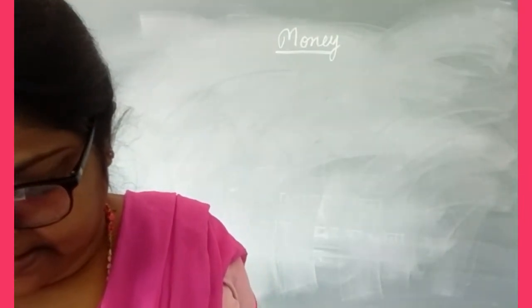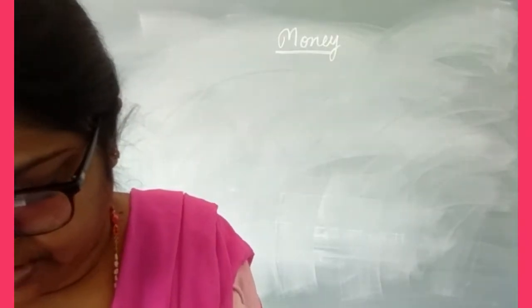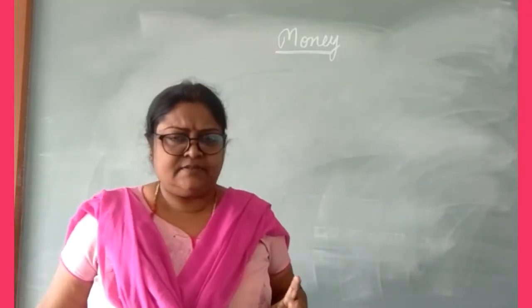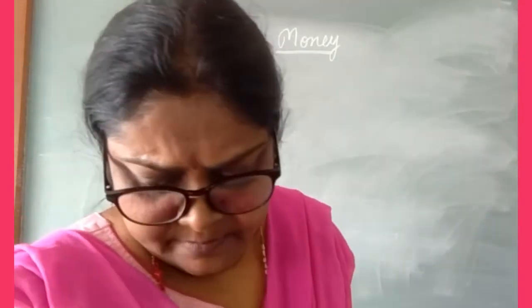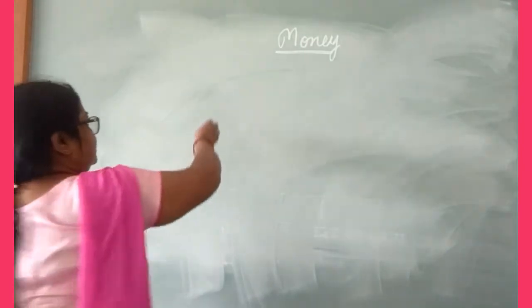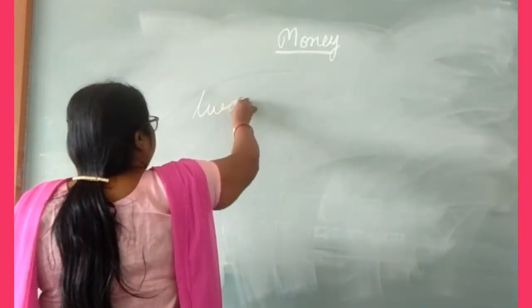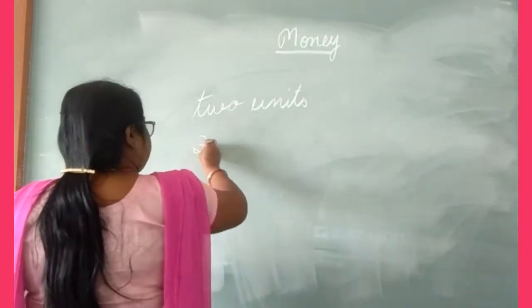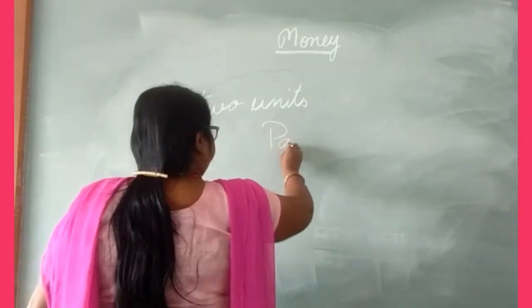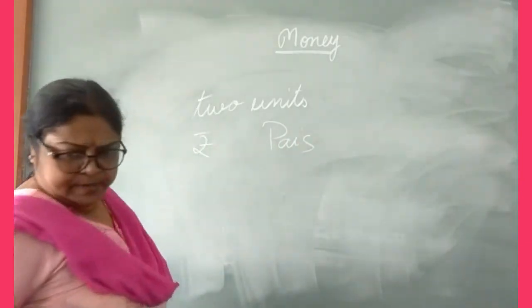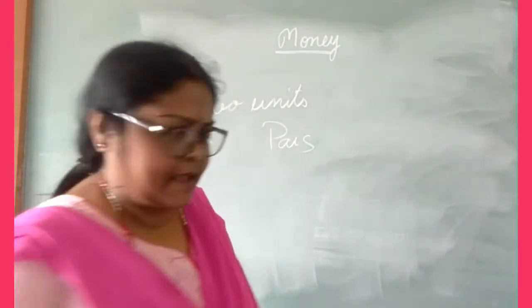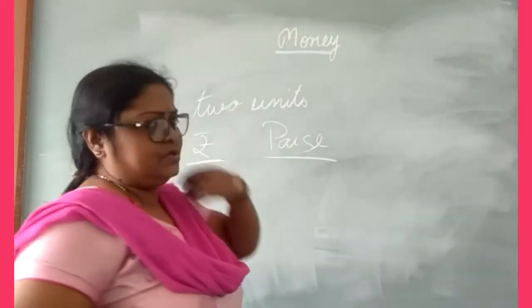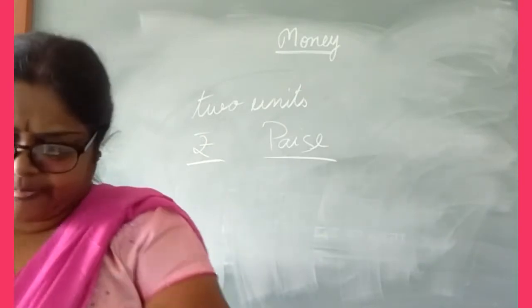Indian currency comes in two units, rupees and paisa. Indian currency comes in two units. What are they? Rupees and paisa.